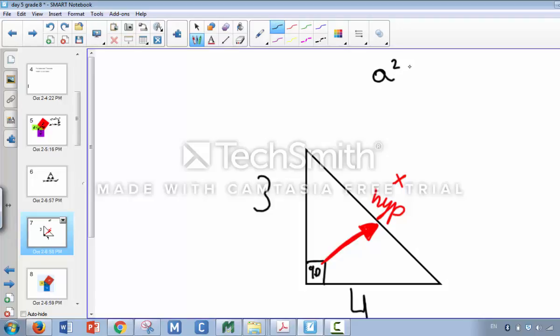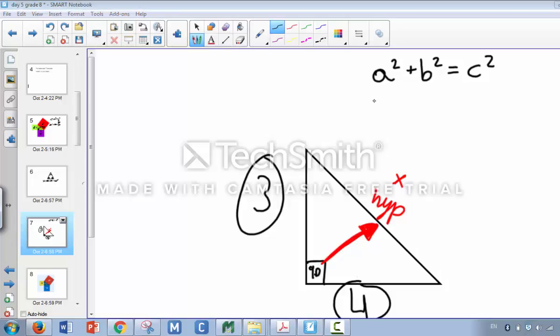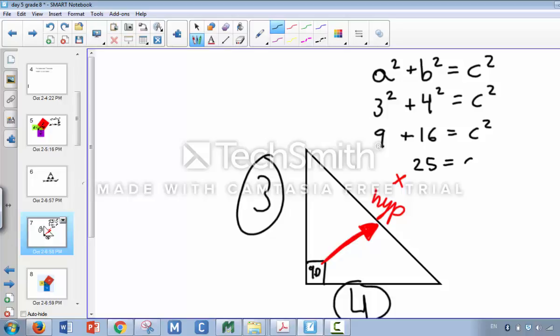And we know a squared plus b squared equals c squared. So it's our side squared. The length of one side is 3. We're going to square it, and the length of the second side is 4 equals c squared. We know from the previous lessons, if I say 3 squared, that means 3 times 3. 3 times 3 is 9. And 4 squared, that means 4 times 4, that is 16. So I have 25 equals c squared.